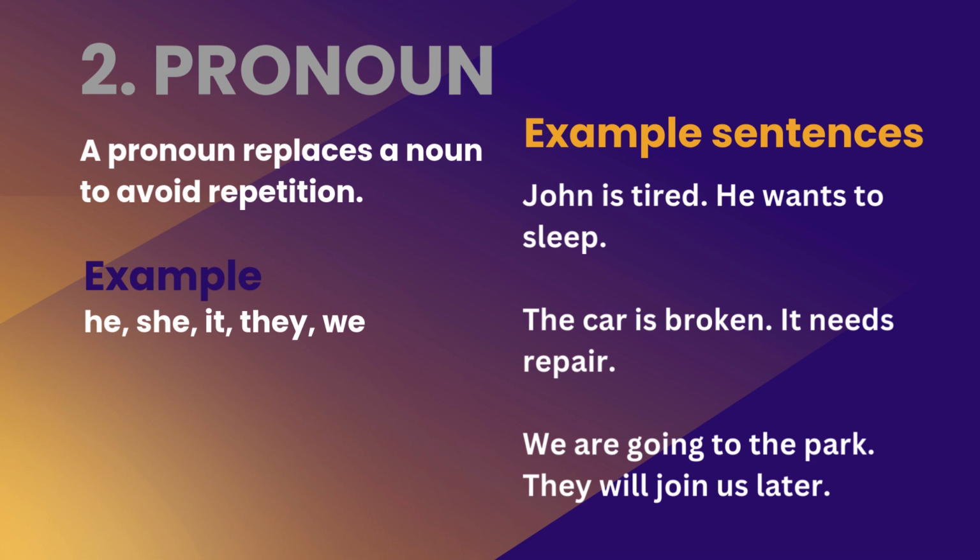They include words like he, she, it, we, and they. For instance, we are going to the park. They will join us later. The pronoun they refers to other people and we refers to the speaker and their group. Using pronouns correctly helps make your sentences clear and concise.